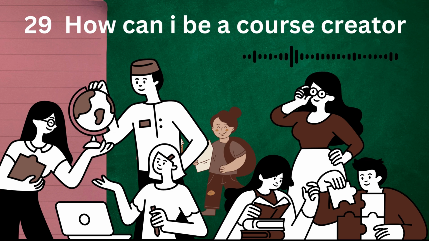Define learning objectives. Determine what you want your students to learn or achieve by taking your course. Create clear and specific learning objectives to guide your course content and structure. Plan your course content. Outline the topics, modules, and lessons you'll cover in your course. Organize your content in a logical sequence, and consider incorporating various teaching methods and resources, such as videos, slideshows, quizzes, and assignments.